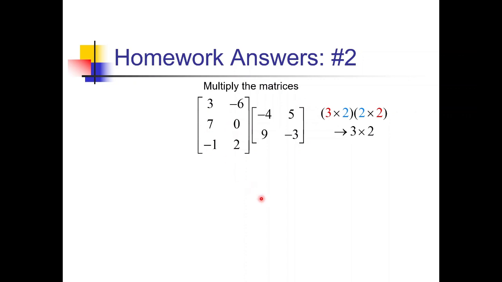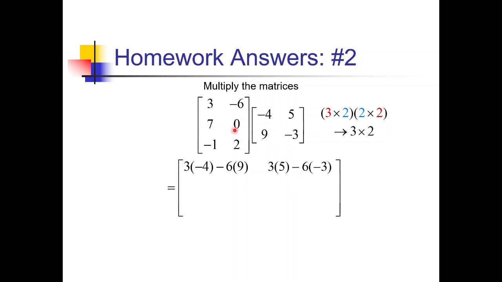All right, so let's multiply them now. To multiply these, we basically dot multiply each row in the first matrix by each column in the second. And then we put the result in the position that has the same row and column. So we're going to be doing 3 times -4 plus -6 times 9. And since that was row 1, column 1, that's going to go in row 1, column 1 of the new matrix. Next, we have 3 times 5 and -6 times -3.